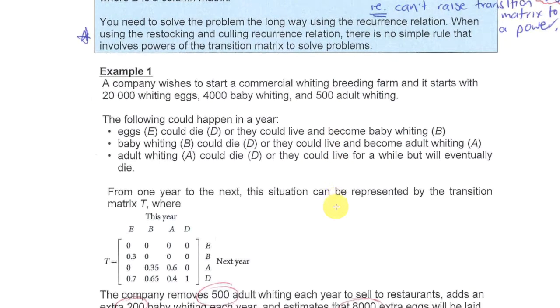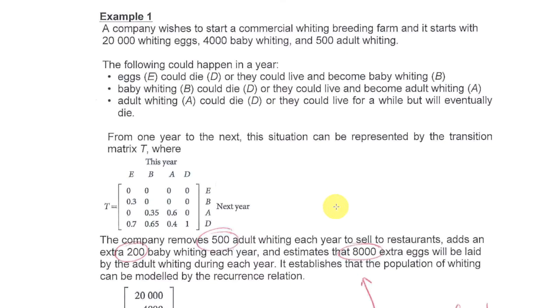Let's look at this situation where we've got ourselves a commercial fish breeding farm. Now, in this farm, we have eggs, babies, adult, and dead fish. So that's the status moving to this. So from and to. Remember, eggs, babies, adults, and dead. Now, it makes sense, doesn't it, with this D column? Once a fish is dead, it's always going to remain dead.